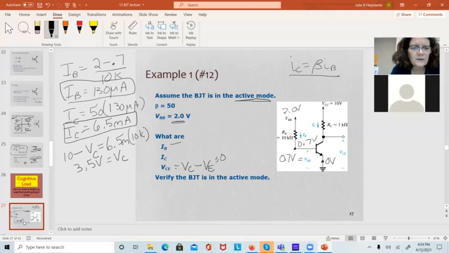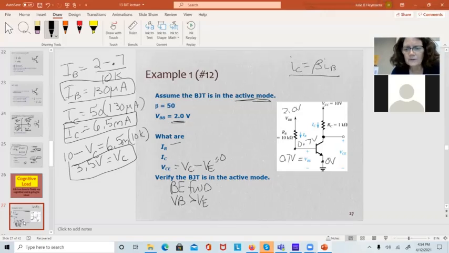So we want to check and see if it's actually in active mode after we got done with all this. So in active mode, we need the base emitter forward, which means VB, it's an NPN, so the base has to be greater than the emitter voltage. VBE has to be positive. And we assume that. So yeah, that works.